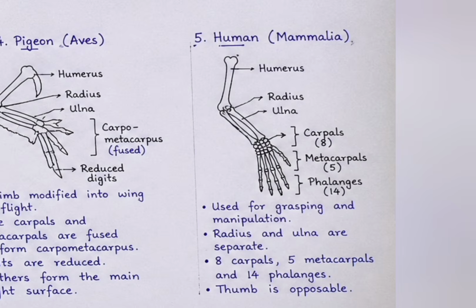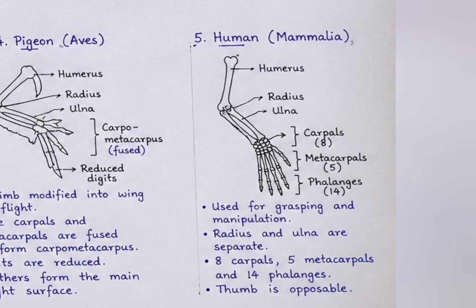The first is that it is useful for grabbing. The second point is that the radius and ulna are separate, the same as in pigeon. We have to see that the radius and ulna are separate; there is no radio-ulna fusion. The third point is 8 carpals, 5 metacarpals and 14 phalanges. We have to check that the carpals, metacarpals and phalanges are present. The thumb is opposable.